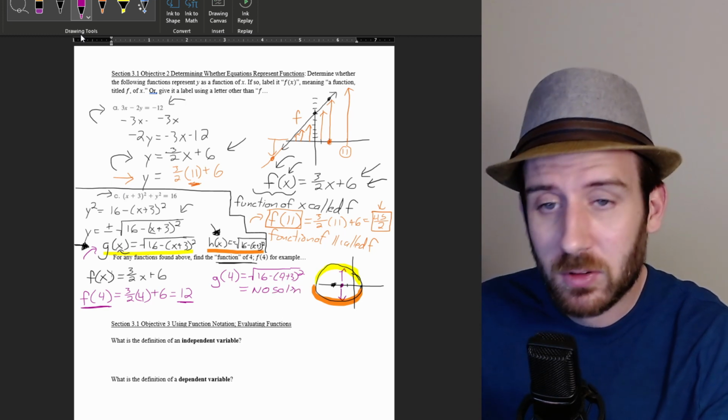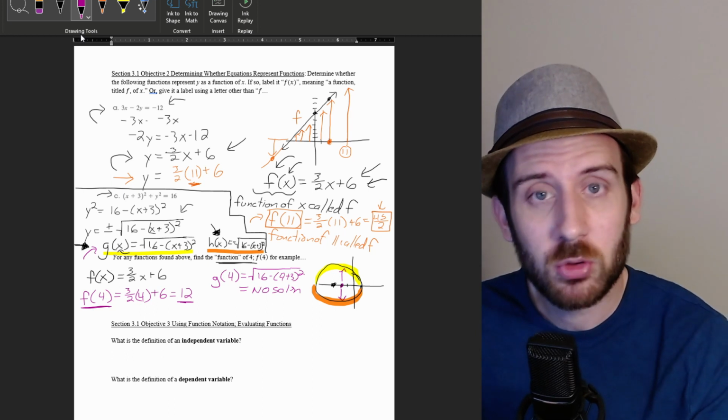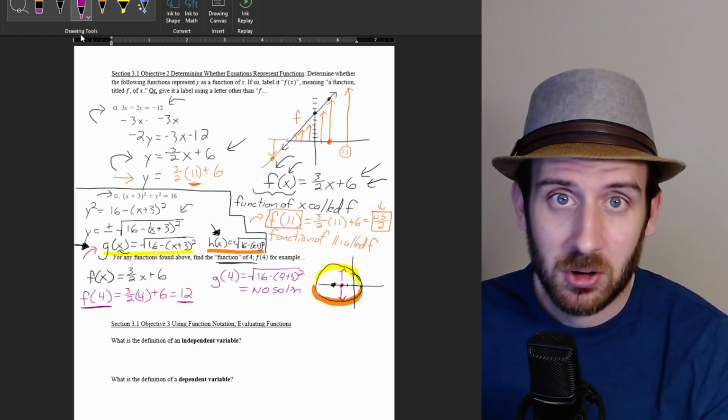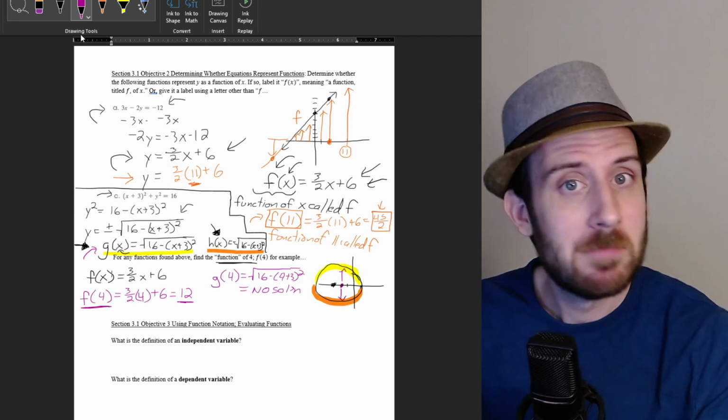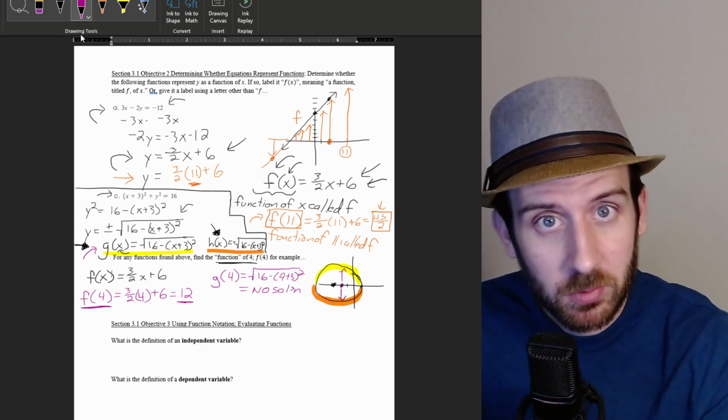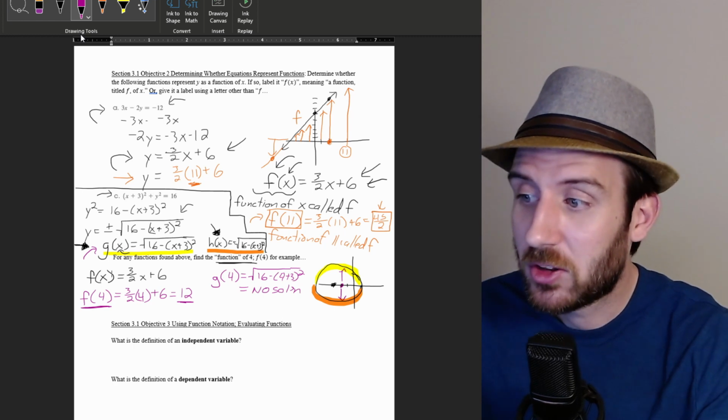But again, is that still a function? Yes, because I just said it has to have at most one answer. This is absolutely at most one answer. It has no answers. So what happens? Nothing happens. That's perfectly unambiguous, still a function.